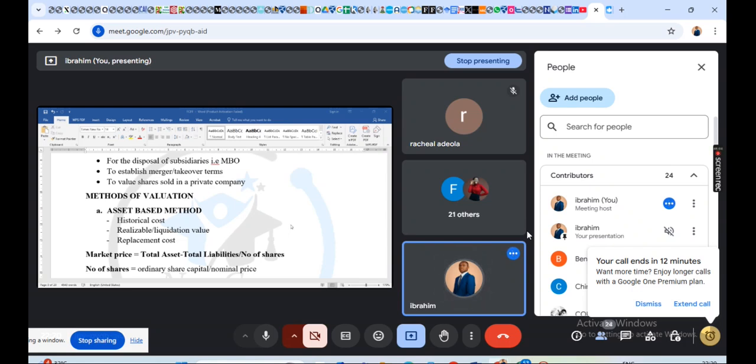So in every question, you will be told that the realizable value of this asset is this. And check the required. You will see it will be mentioned that you should use the realizable value method under the asset-based method. Sometimes they will just tell you asset-based, but when you read the required and the additional information, you will see that the only method you can use here is historical, realizable or replacement cost.